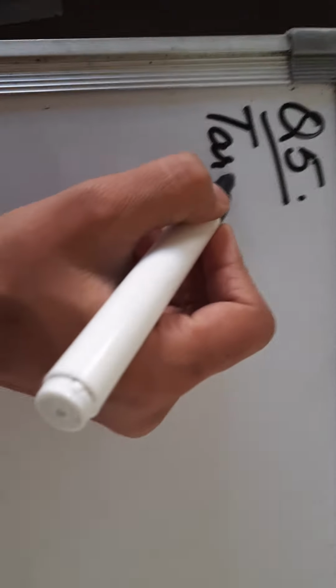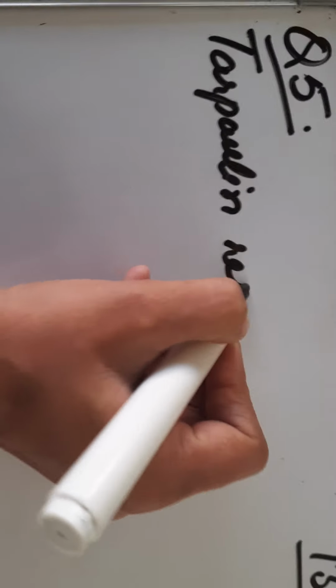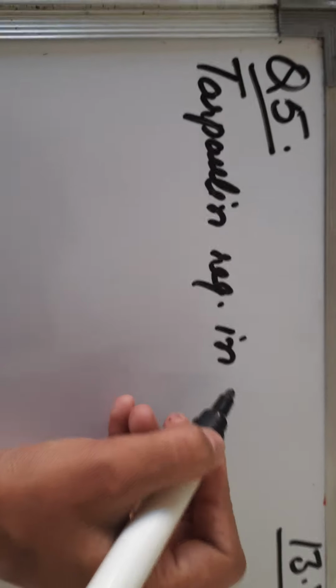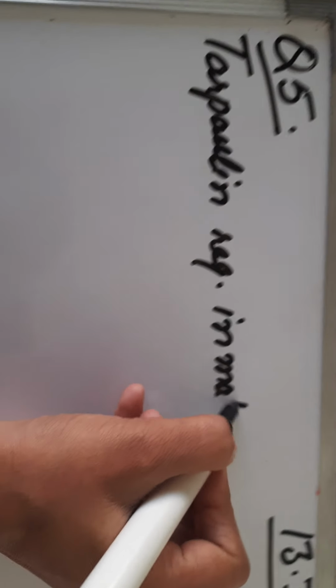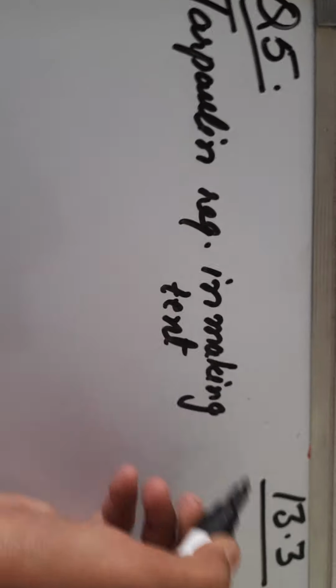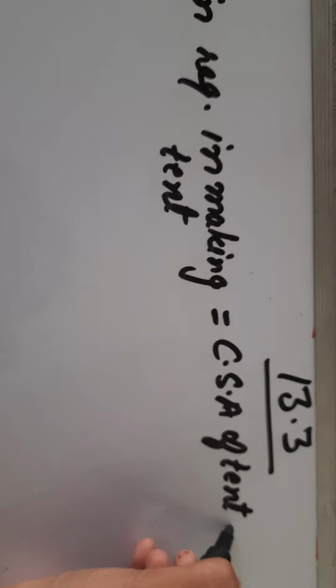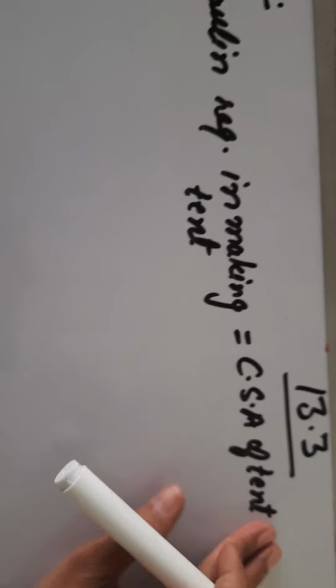Our statement will be this: tarpaulin required in making tent is equal to curved surface area of the tent, right? Plus, this is equal to this, right?